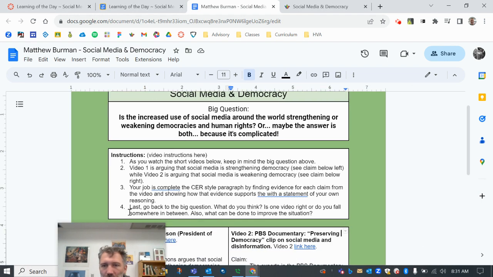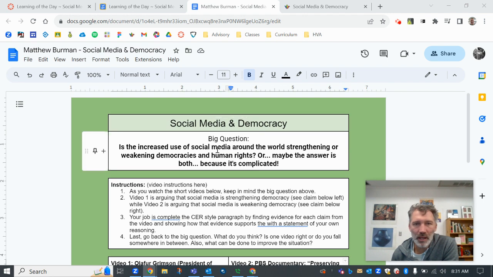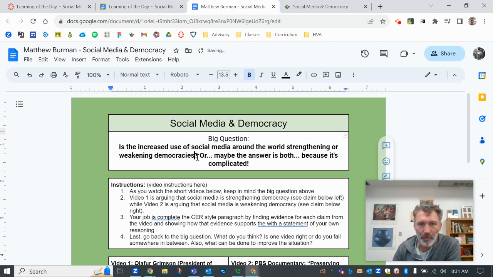You should get to a place with a green Google Doc that has the big question for the day. Is the increased use of social media around the world strengthening or weakening democracies and human rights? Maybe the answer is both because it's complicated.